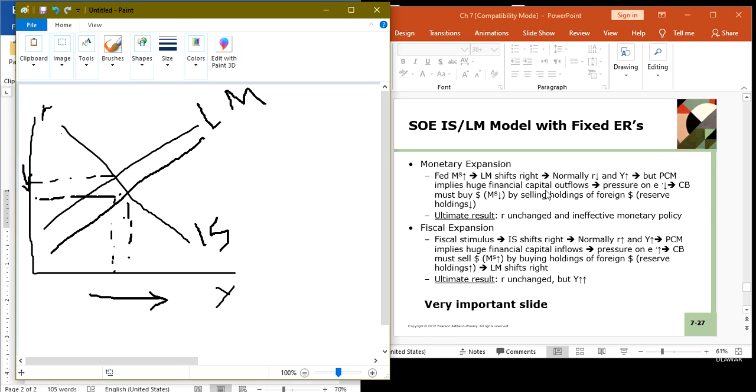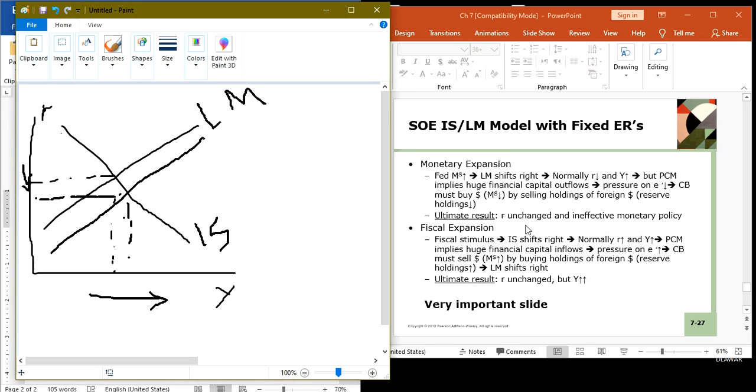So perfect capital mobility implies huge financial capital outflows when R decreases. So there is pressure on the nominal exchange rate to decrease. So central banks must buy US dollars, or reduce the money supply by selling their foreign reserve holdings. Ultimately, R stays unchanged, and monetary policy is ineffective. So monetary policy will be ineffective in this case.